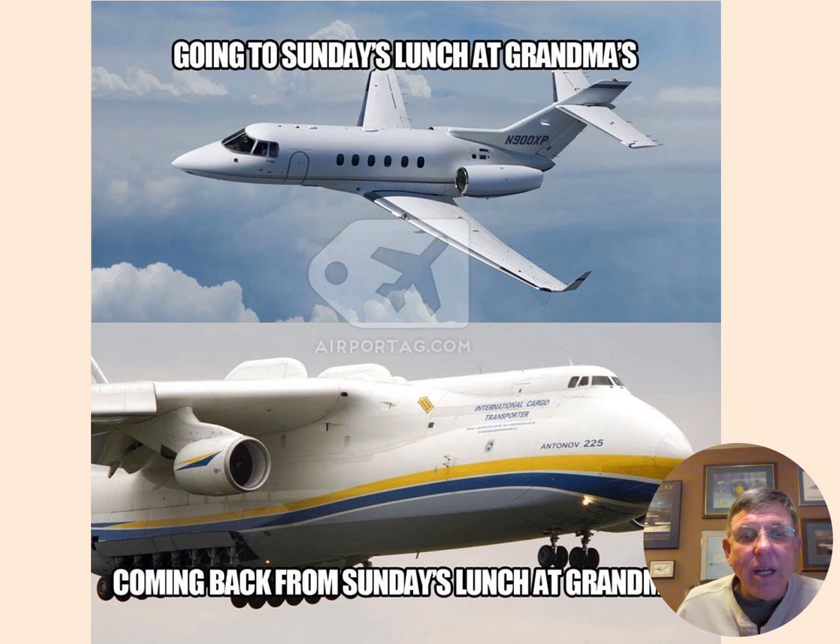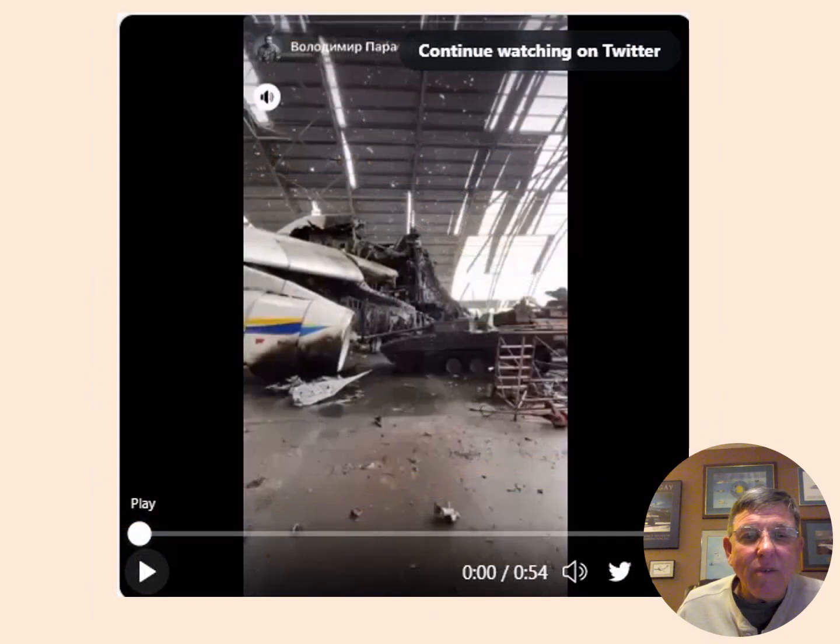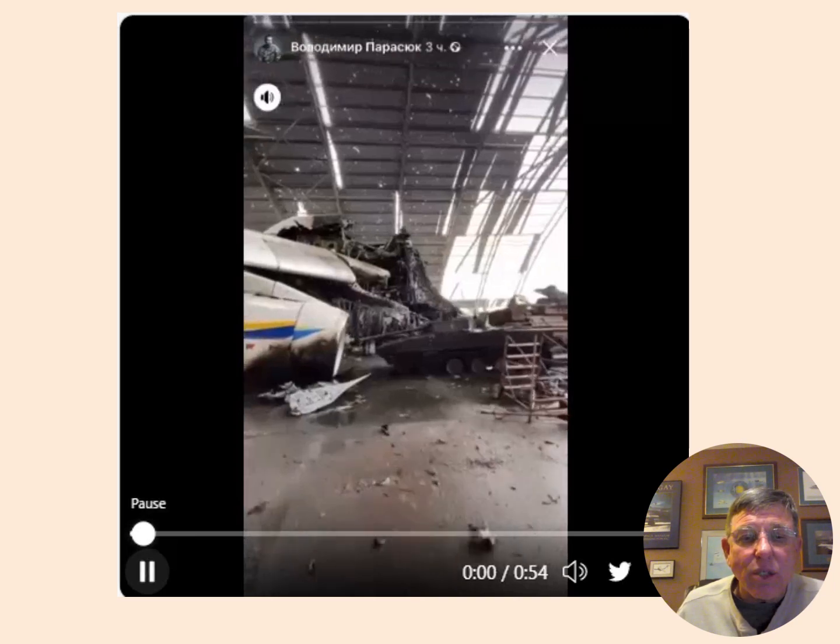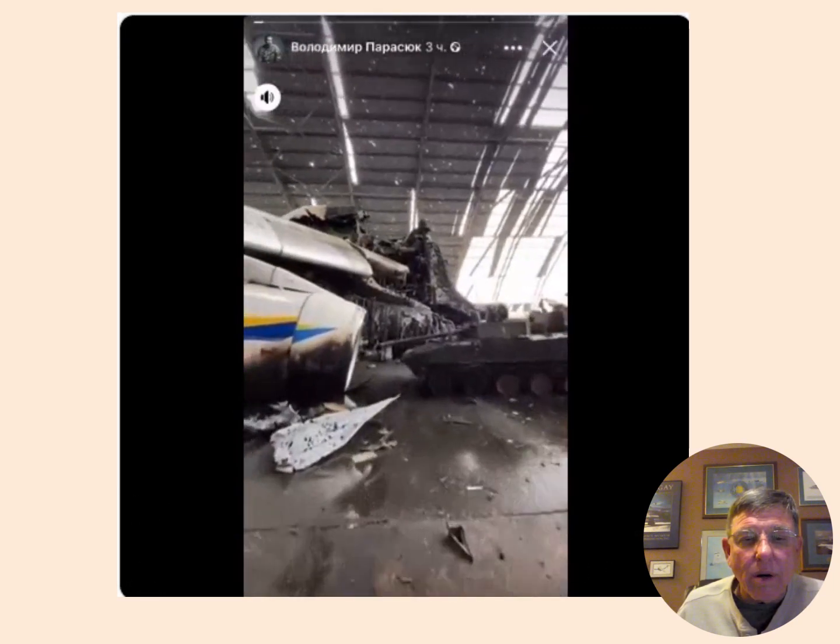All right, that's the end of this module. So some of you may have just gone through this. I think it feels more like Thanksgiving, going to Sunday lunch at Grandma's, coming back from Sunday lunch after being at Grandma's. And of course, unfortunately, that AN-225 is no longer with us. It's a casualty of the Ukrainian war with Russia.